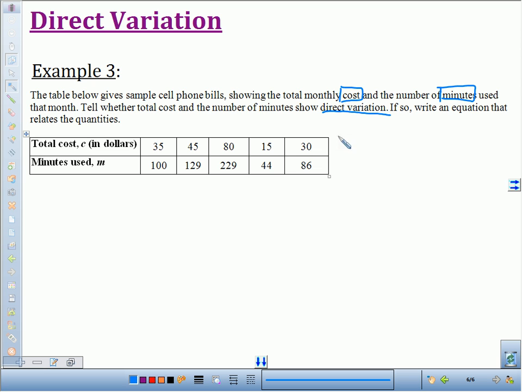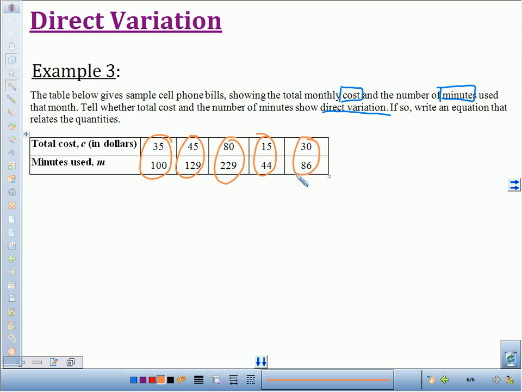So, does the cost vary directly with the number of minutes? That's the question. If it does, we want to write an equation that relates the quantities. So here's how we can go about doing that. We've got a table of values, C and M. We want the ratio of C to M. So we have these various points, right? 35 and 100, 45 and 129, 80 and 229, 15 and 44, 30 and 86. All of those are related values.